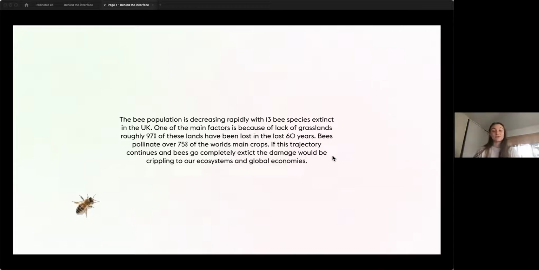One of the major factors of this is the lack of wild land for pollinators. We've lost about 97% of these lands in the last 60 years. And bees pollinate over 75% of the world's crops. If they go extinct, it's a huge problem for our ecosystems, and also for our global economies, because it would cost a lot of money to human pollinate every single plant, and yeah, it'd be pretty devastating.